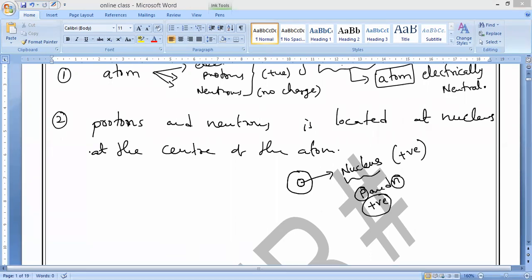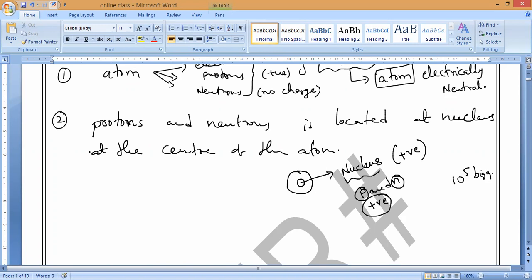So our nucleus is positively charged because it contains what? It contains positive particles, that is, the presence of protons. Due to the presence of protons, the nucleus is positively charged. And as I said, Rutherford found the difference between the size of the atom and the nucleus of the atom. The size of the atom is 10 power 5 times bigger than the size of the nucleus, or we can say the nucleus is 10 power 5 times smaller than the atom. Understanding? The radius of the nucleus is 10 power 5 times smaller than the atom radius. That is what you have to remember.